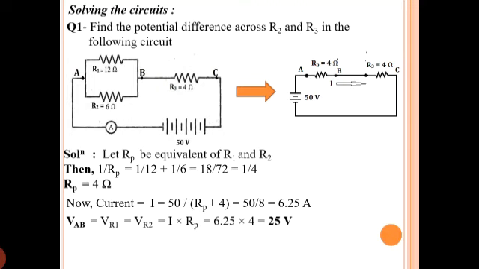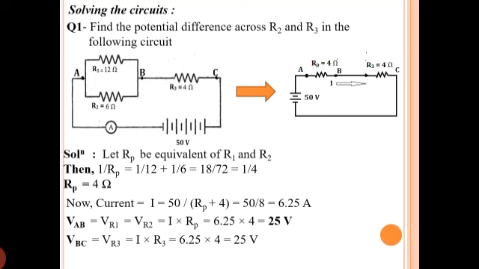Okay, now if you know how much current is flowing through R3, we can find the potential difference across R3 also, applying Ohm's law only. So VBC, BC, is nothing but the potential difference across R3, and this is nothing but I into R3, because the resistance is R3 and the current is I: 6.25 into 4, that is 25 volt. So we can say the potential difference across R3 is also 25 volt.